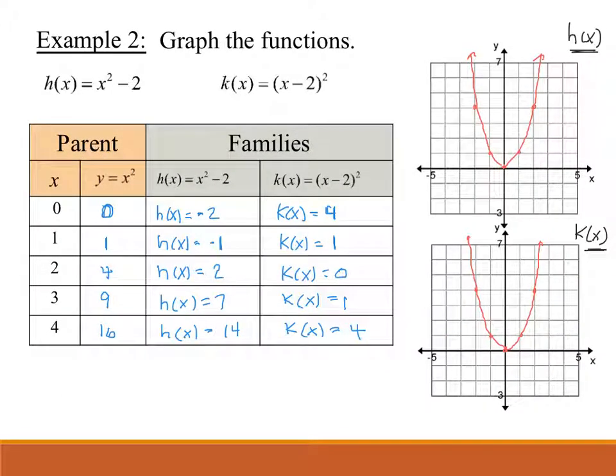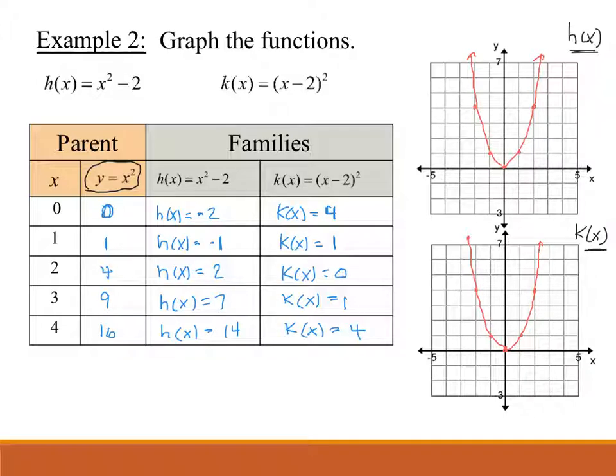So in example 2, we're going to graph the functions h of x is equal to x squared minus 2 and k of x is equal to x minus 2 squared. In this case, the parent of the functions is y is equal to x squared, and that's a parabola, which we have over here showing you on the right hand side of the screen, where we have h of x and k of x, and we see the parabola.